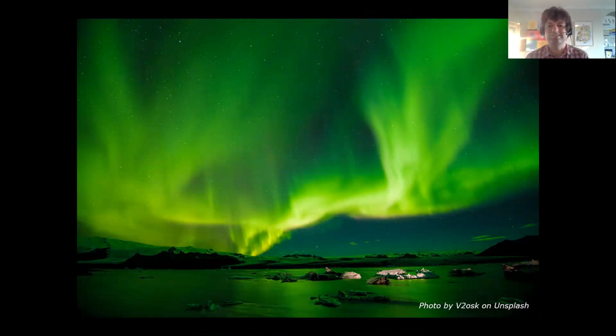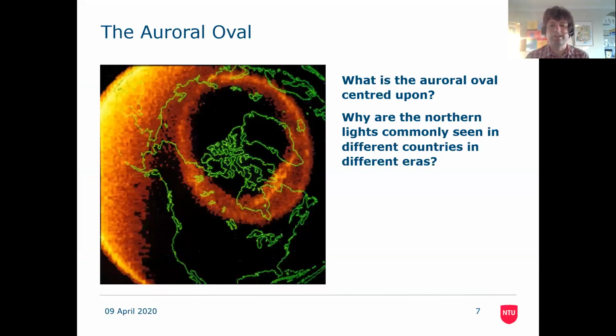And at the end of the last session, I posed a couple of questions. I said, well, if we look at the Northern Lights from space, we can find something called the auroral oval. The auroral oval are the locations at which the Northern Lights are most commonly seen. And when we see the auroral oval, it looks a bit like this. So you can see it's centered on something, but it is not centered upon the geographic North Pole. We can see the top of Scotland here, we can see Norway here, and the geographic North Pole is somewhere over here. So what is it centered upon?